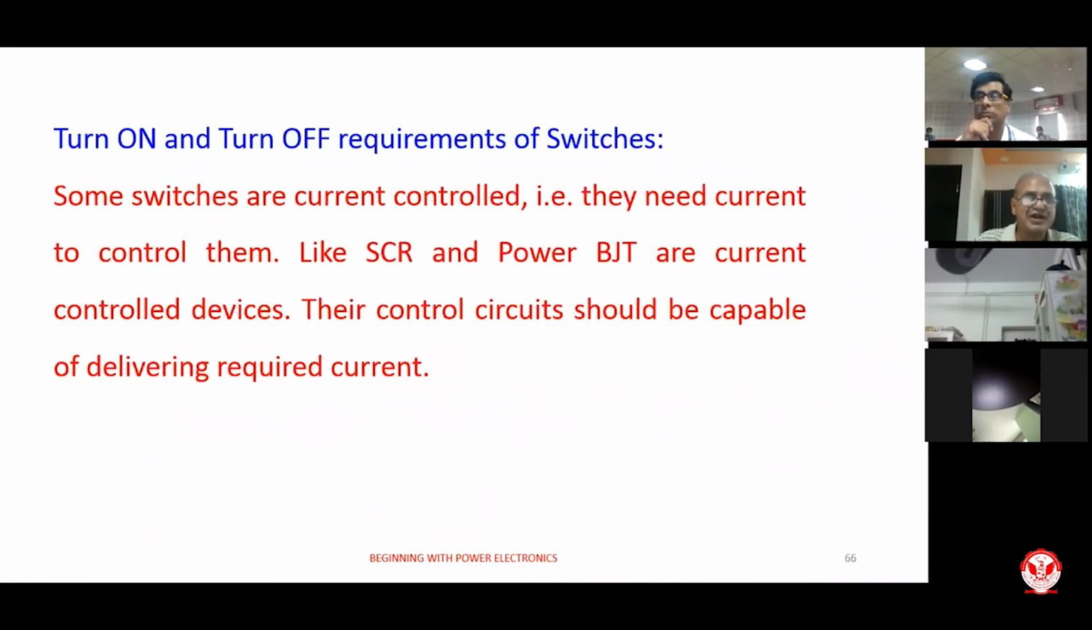Some switches are current controlled. Basically, they need current to be injected into their control terminal so that they are turned on. SCR and power BJT we know very well. These are current driven, current controlled devices. Their control circuits should be capable of delivering the required control current. So when designing the control circuit for these switches, we must consider that the output must be able to deliver the current required for putting this current control switch into the on state.